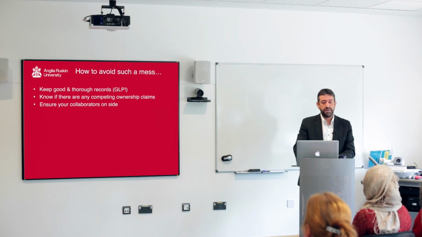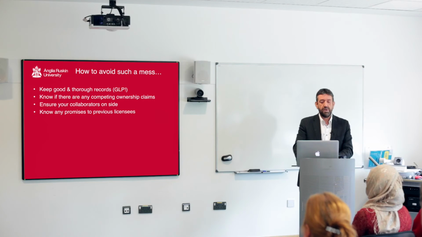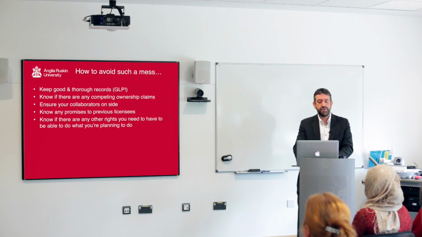Ensure collaborators are on side, so that means getting the right agreements in place at the right time and that they're properly checked by legal. Know any promises to previous licenses. There may be some background IP, stuff that's been done before that enables a collaborator to actually suddenly say, actually, your foreground IP actually is mine. Sorry about that. Know if there are any rights you need to have to be able to do what you're planning to do. That comes back to the same thing about negotiating. Know who you're working with and know exactly what you're doing.